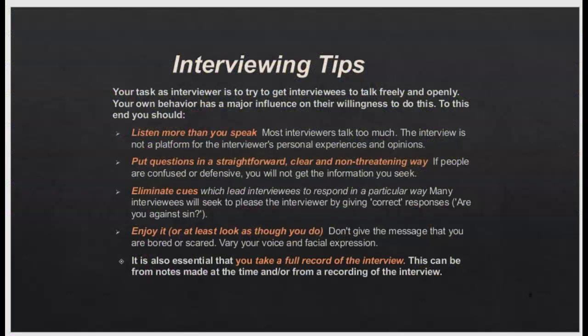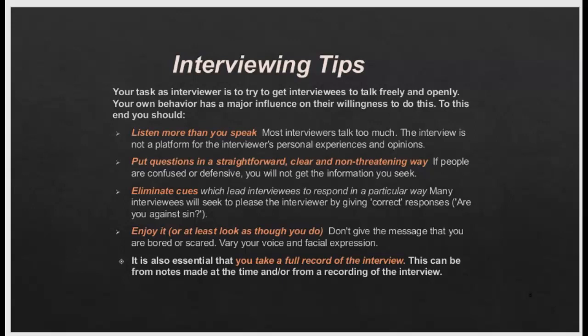So you want to stay unbiased, and the best way to do that is by not sharing a lot about yourself. So you should listen more than you speak. The questions should be straightforward, clear, and non-threatening. And you also need to make sure that they are not biased or get people defensive or confused. You need to be very clear.